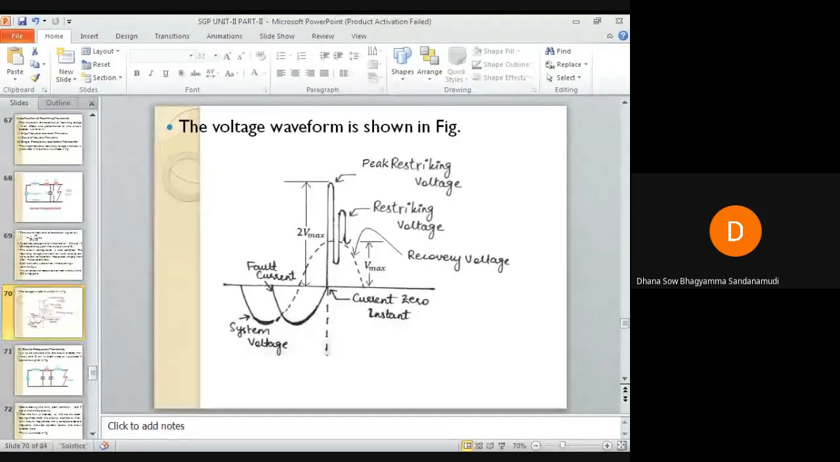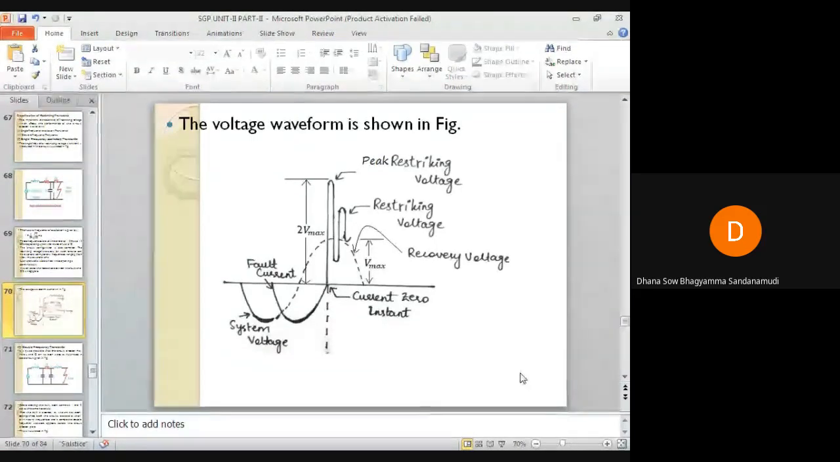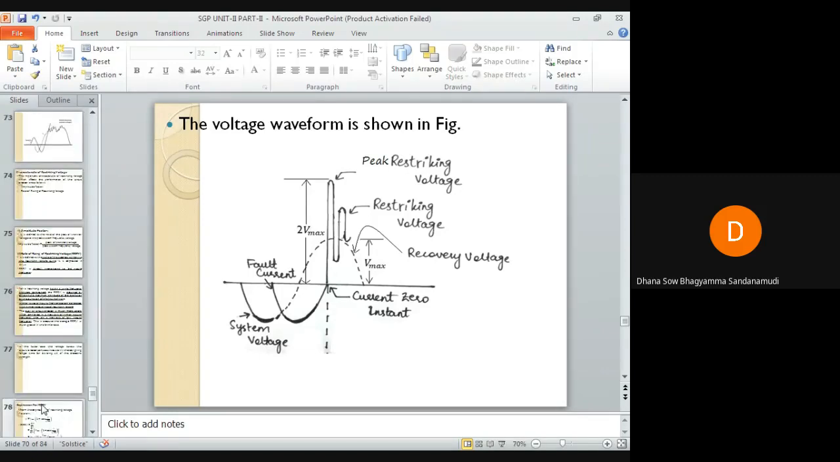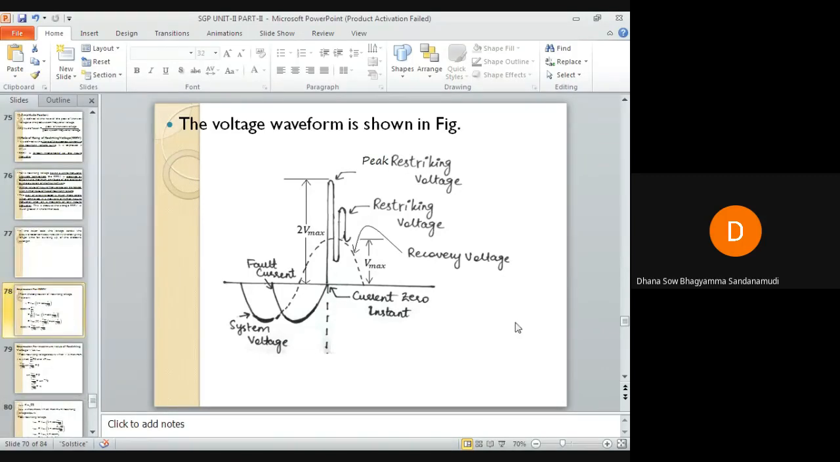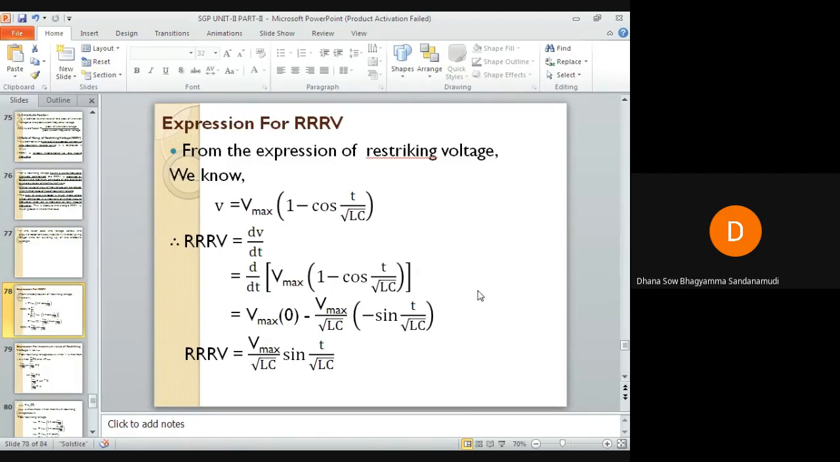Okay, now it is visible. The circuits which operate at low natural frequencies, if a fault occurs, the voltage across the circuit breaker contacts will rise slowly, thereby giving longer time for building up of the dielectric strength. So this is about rate of rise of restriking voltage and amplitude factor. Let us derive an expression for rate of rise of restriking voltage.